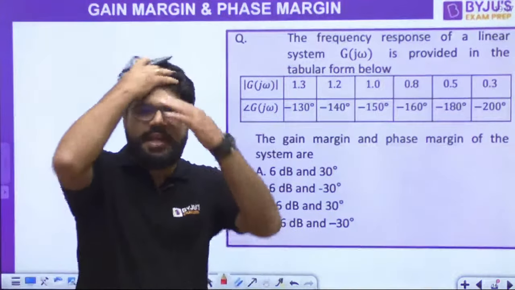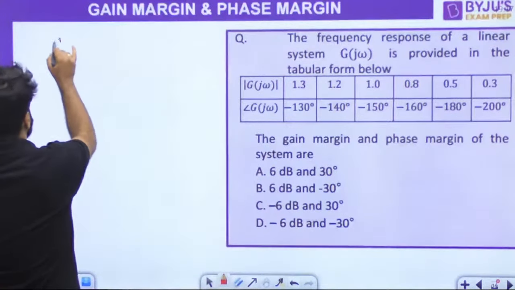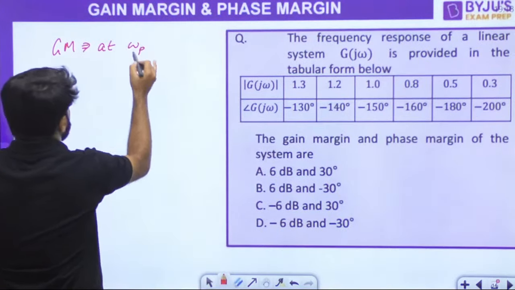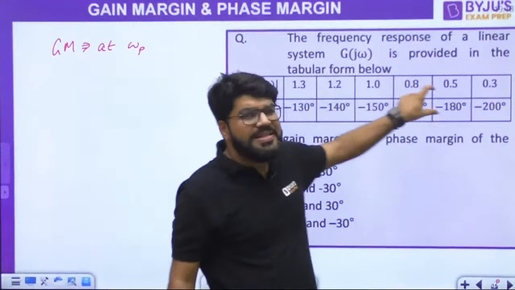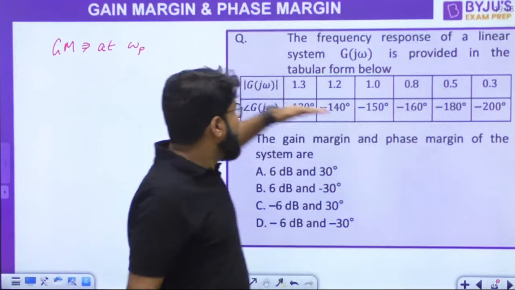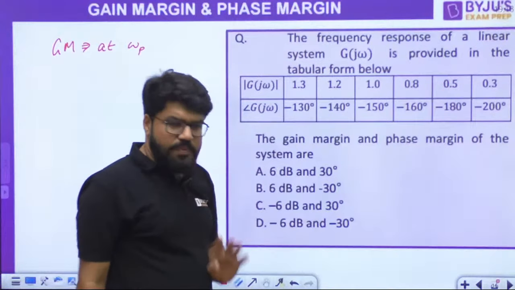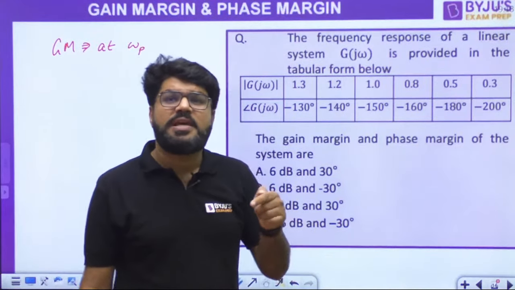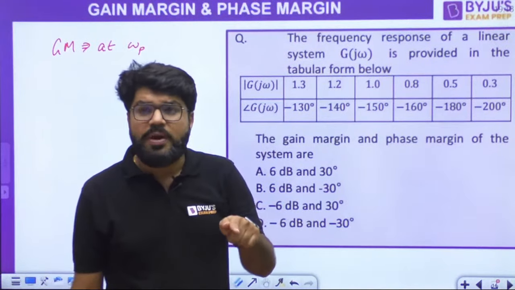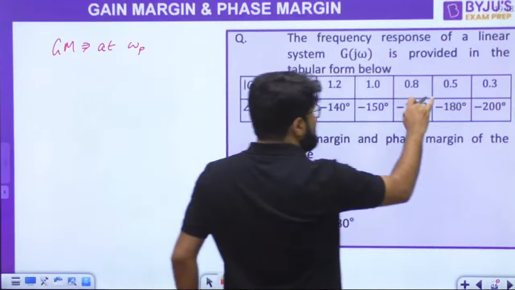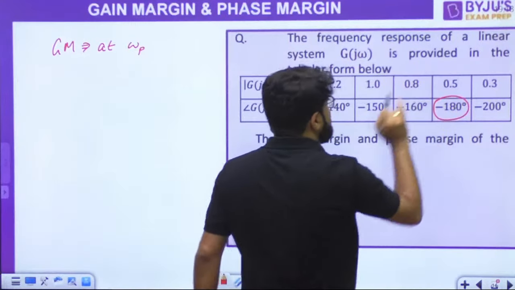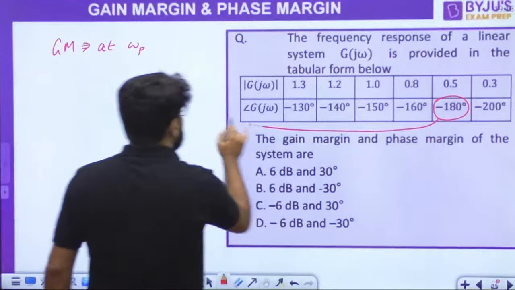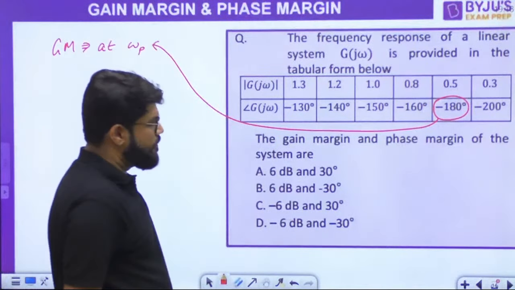So guys, the first question is gain margin, and gain margin is calculated at omega p. In this table, there is no frequency given, but the gain and phase information is given. What is omega p? It is the frequency at which phase becomes minus 180, the phase crossover. I don't know what that frequency is, but I am able to see that value in the table. So this corresponds to omega p.